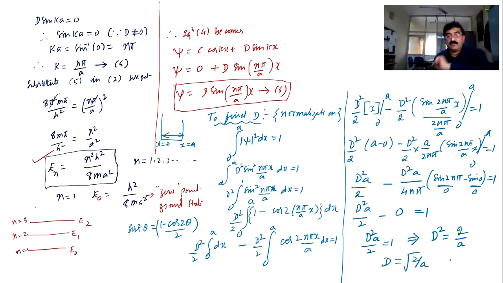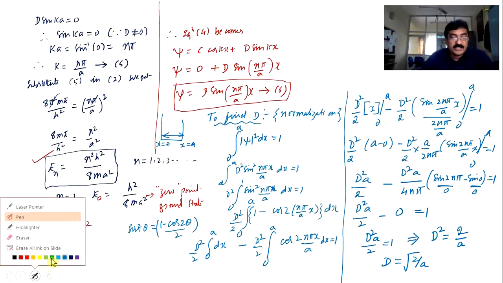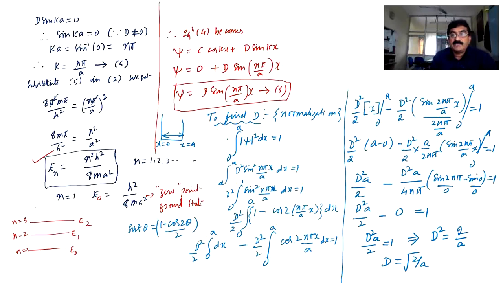So like this we have to find the D value. So the D value is evaluated. Now let us go to the next point. Equation number 6. In equation number 6 I have the D value. Here I calculated the D value. It is D equal to root of 2 by a.